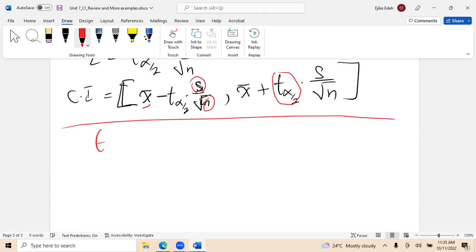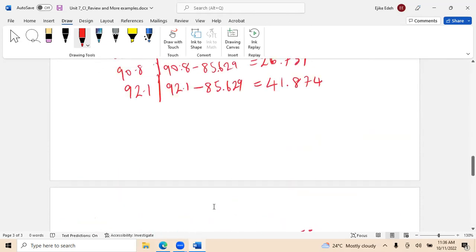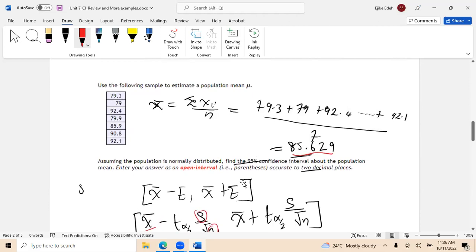So we do T alpha over 2, which is a critical T value. We can start by computing alpha first. Alpha is 100 minus confidence level. And the confidence level for this question is 95, right? Yeah, it's 95% confidence level. That's what we're actually finding.